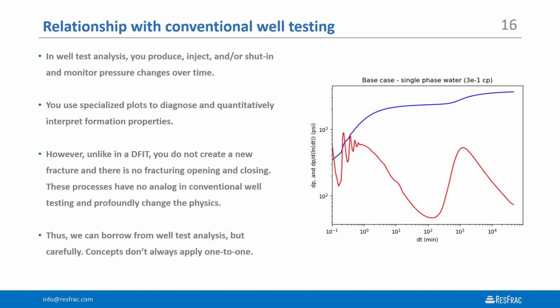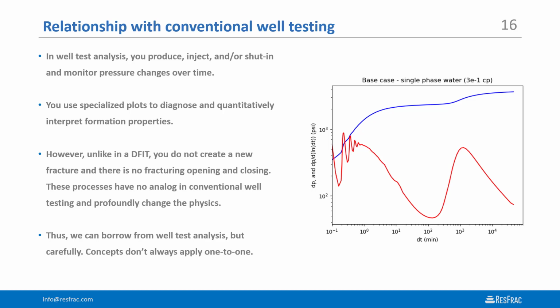All right. So what's the difference between a DFIT and a conventional well test? They both involve production or injection and then shut-in and monitoring pressure changes over time. They both involve using specialized plots to diagnose and quantitatively interpret formation properties. However, in a well test, you do not create a new fracture. In a DFIT, conversely, you create a new fracture and that crack mechanically opens, mechanically closes. That process of creating a hydraulic fracture that opens and closes has no analog to conventional well testing, and it changes the physics and it changes the mathematics of how you would analyze the transient.